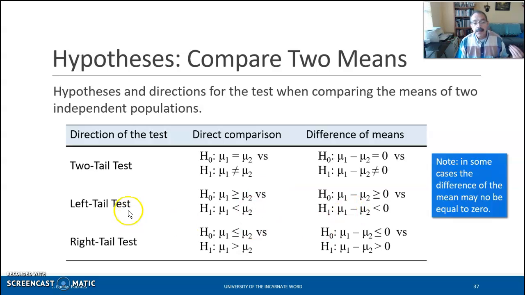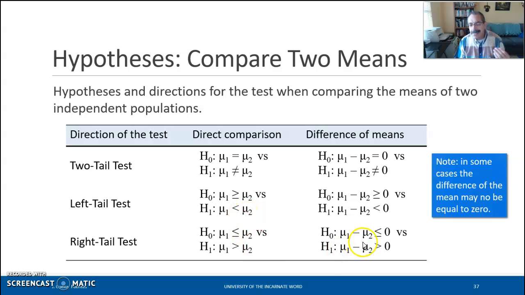All right, so if we have a left-tailed test, we're looking at the first mean being smaller than the second mean under the alternative hypothesis. And under the null hypothesis, the first mean will be larger than or equal to the second mean. So in terms of differences, under the null hypothesis, mu1 minus mu2 will be equal to or larger than 0. That means it's positive, implying that mu1 is bigger than mu2. And under the alternative hypothesis, you have that mu1 minus mu2 is less than 0, meaning that it is negative, because mu2 is bigger than mu1, as stated in the alternative hypothesis here.